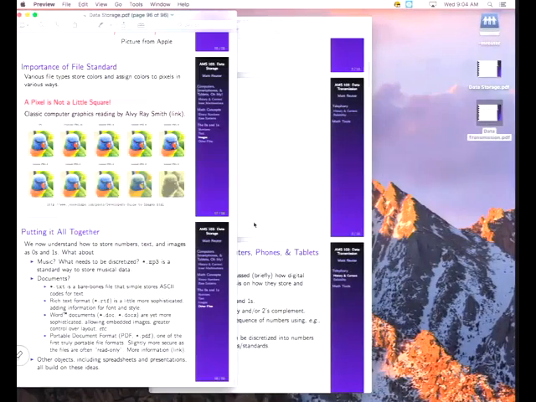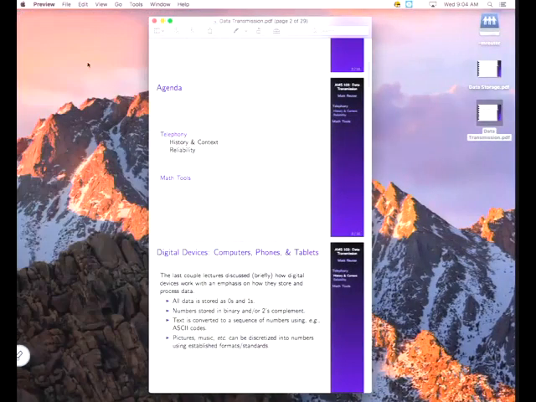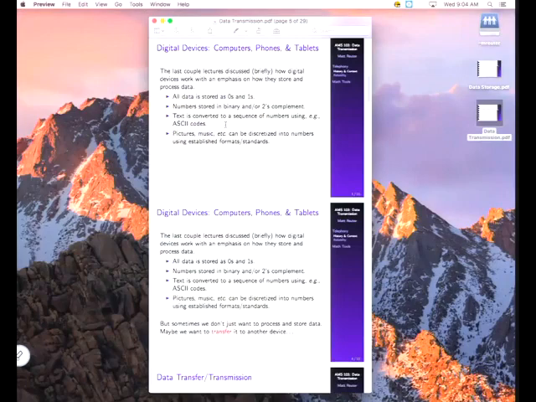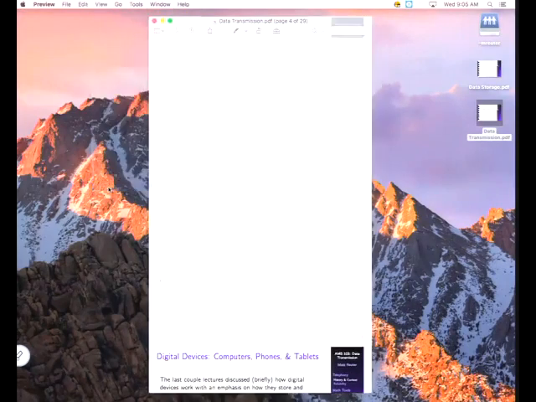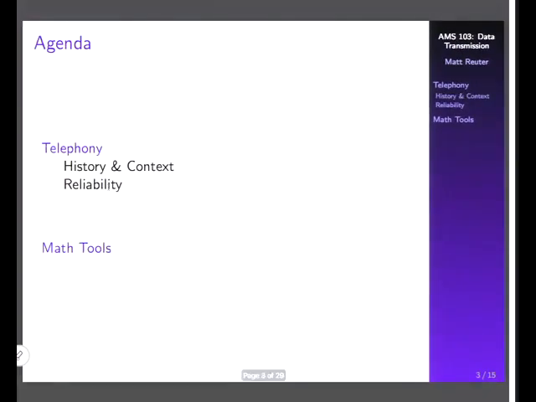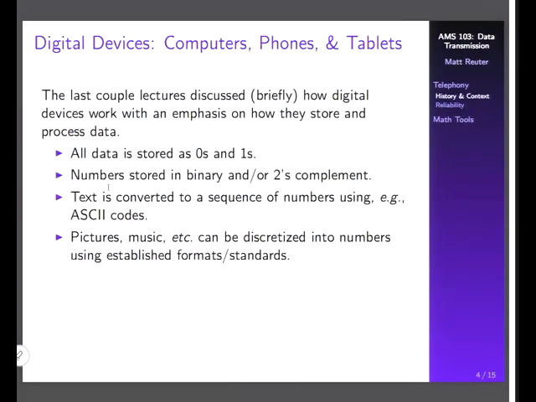So let us now move into our next unit. We're going to continue this idea of digital devices. We're going to have 3 units in total on this. We're going to start the second unit now, where before we were looking at data storage, now we're going to move into data transmission.